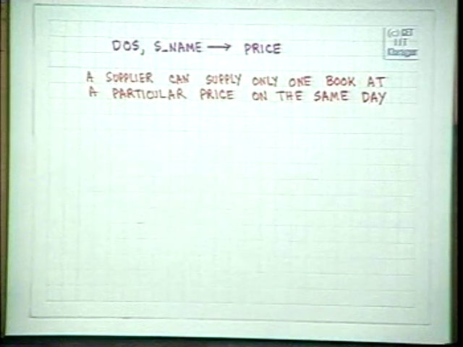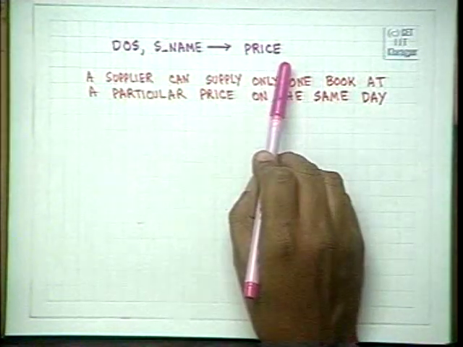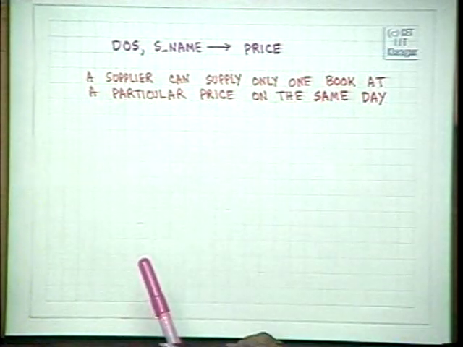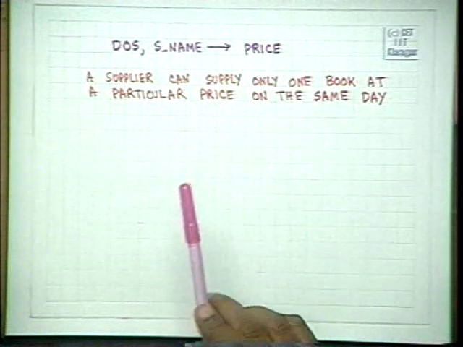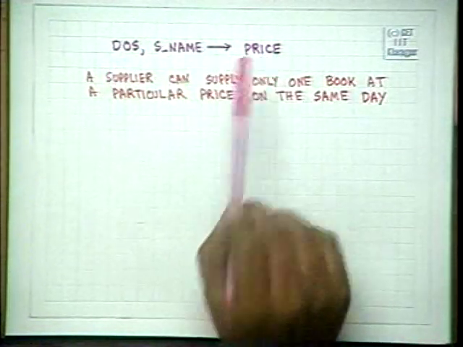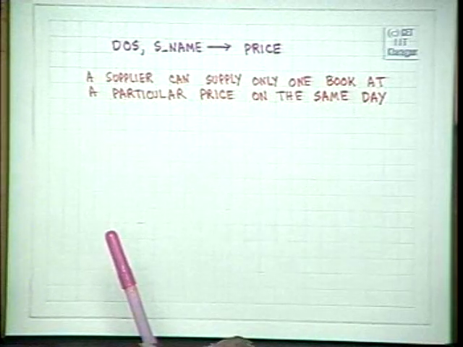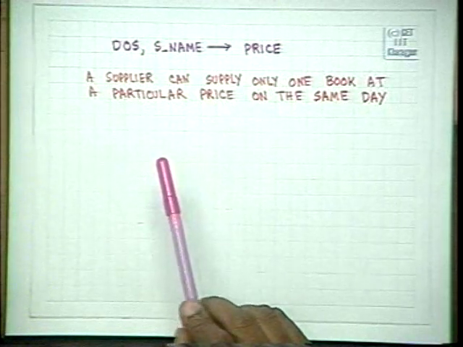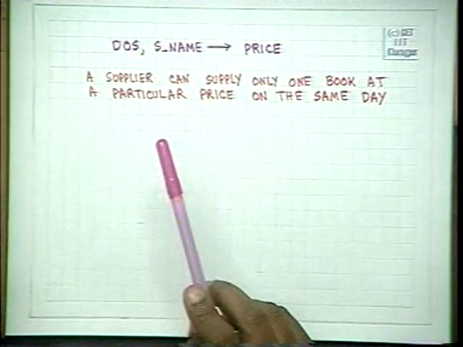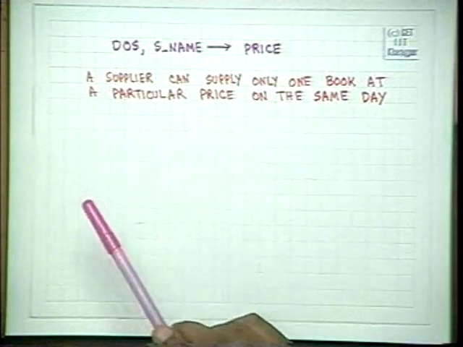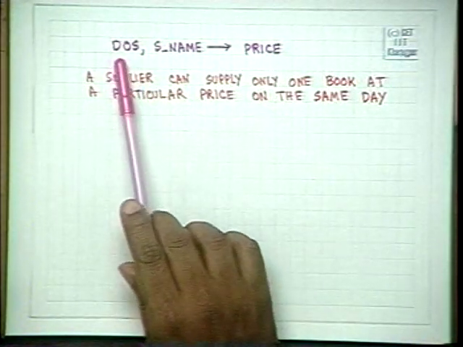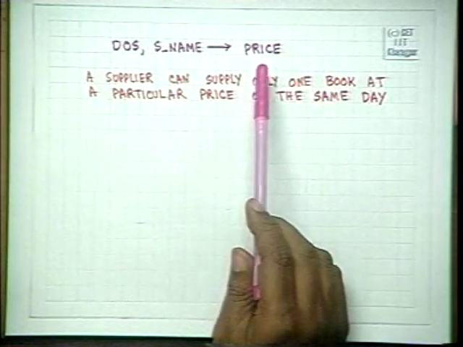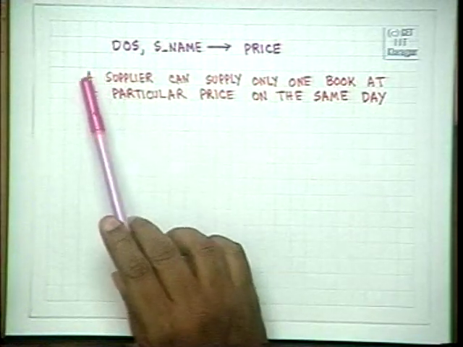We have not got our answer. What we have got here is that a supplier can supply only one book at a particular price on the same day. But the point is, using this idea of a functional dependency, we can have constraints which are not necessarily based on the concept of a primary key, and constraints which are not based even on a candidate key, because neither is date of supply nor supplier name a candidate key or any other key of the whole relation. It just means something else.